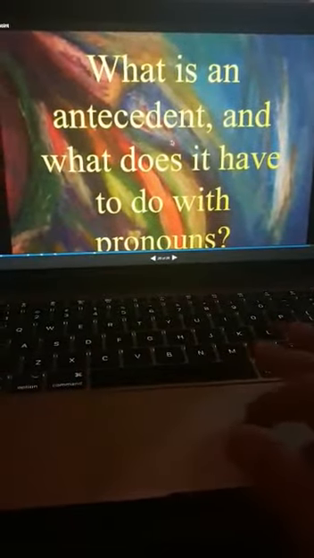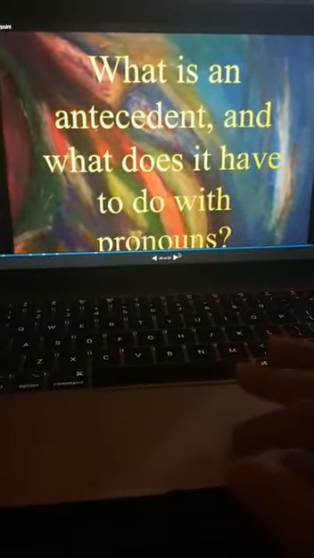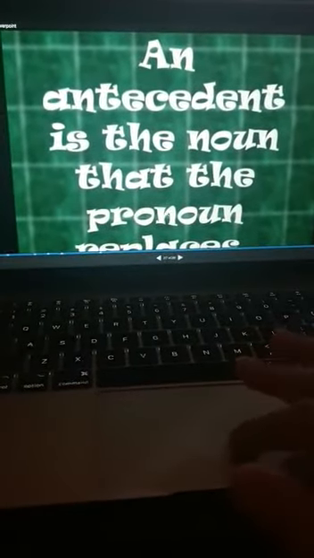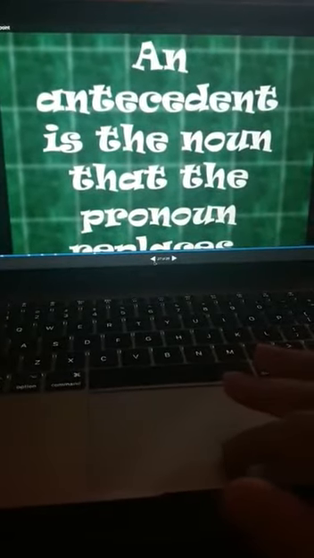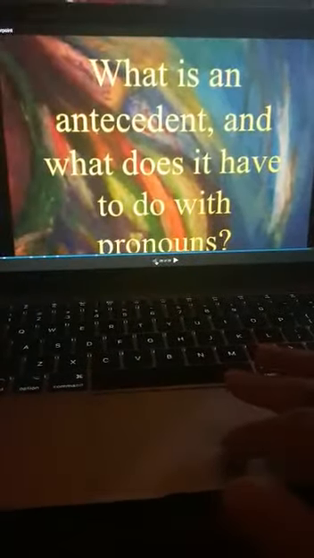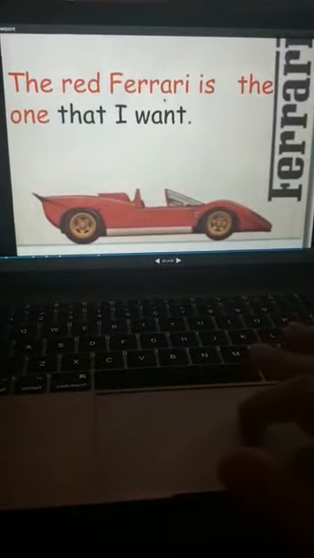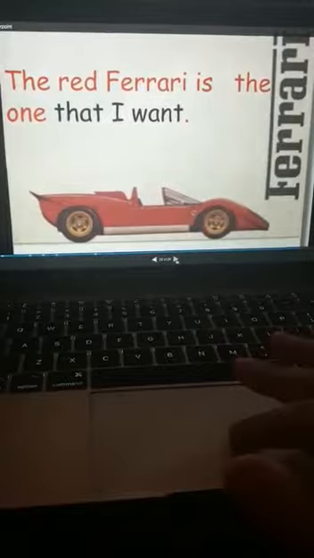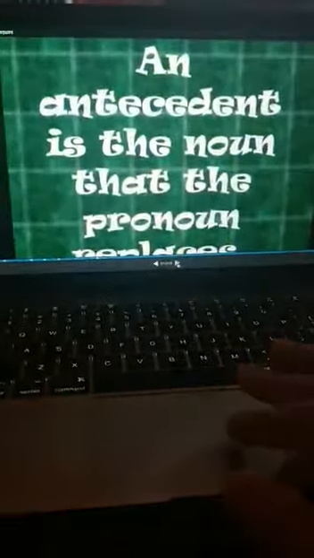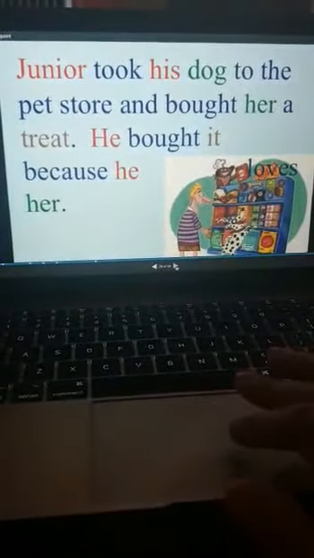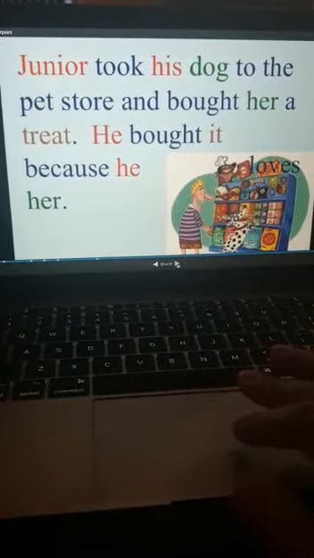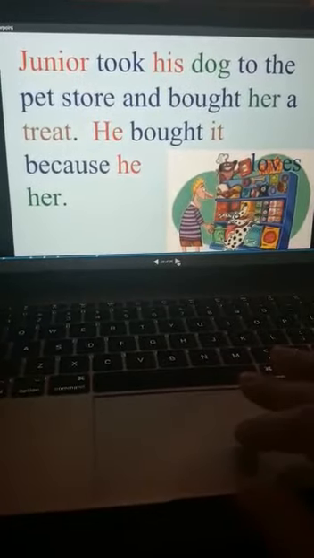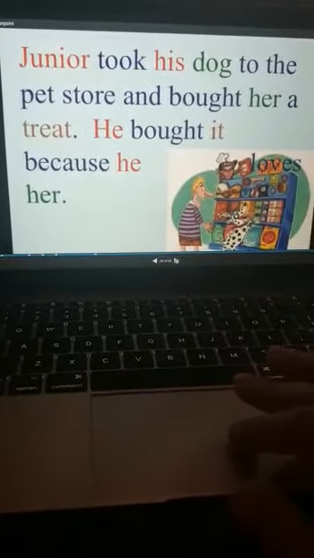What is an antecedent and what does it have to do with pronouns? An antecedent is the noun that the pronoun replaces. So here in this sentence, the red Ferrari is the antecedent, and that is used as a pronoun for this red Ferrari. Junior took his dog to the pet store and bought her a treat. He bought it because he loves her. So these are all pronouns for Junior here.